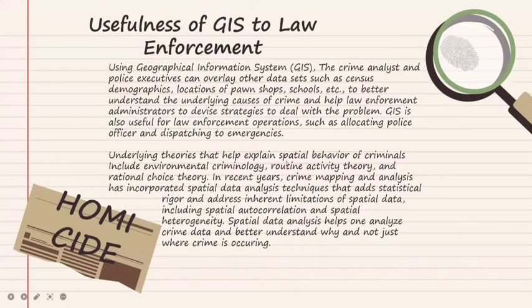Underlying theories that help explain the spatial behavior of criminals include environmental criminology, routine activity theory, and rational choice theory. In recent years, crime mapping and analysis has incorporated spatial data analysis techniques that add statistical rigor and address inherent limitations of spatial data, including spatial autocorrelation and spatial heterogeneity. Spatial data analysis helps one analyze crime data and better understand why, not just where, crime is occurring.